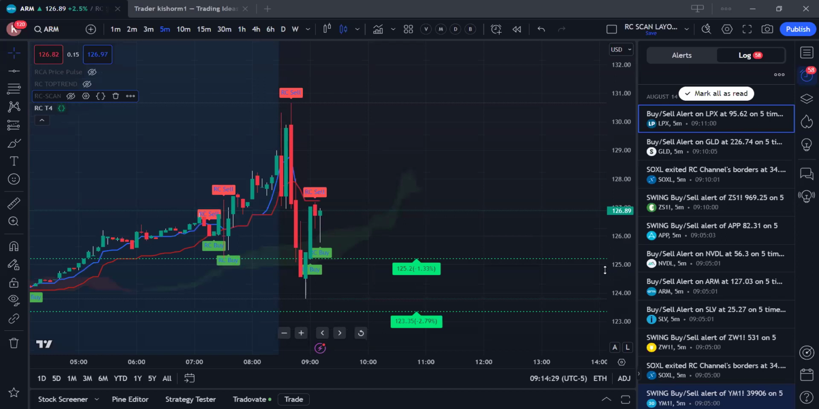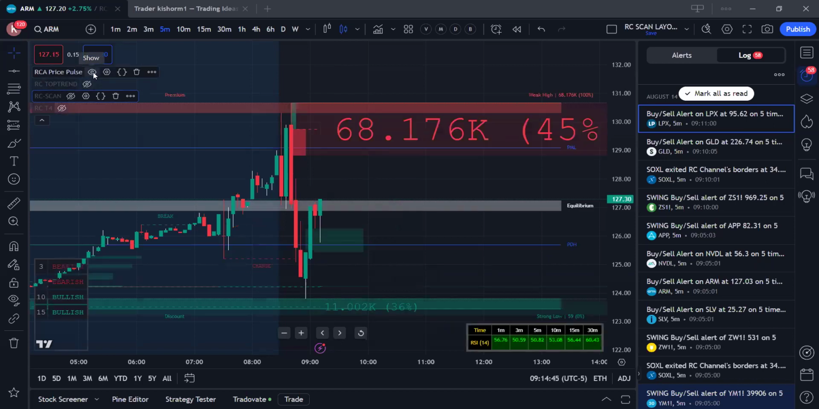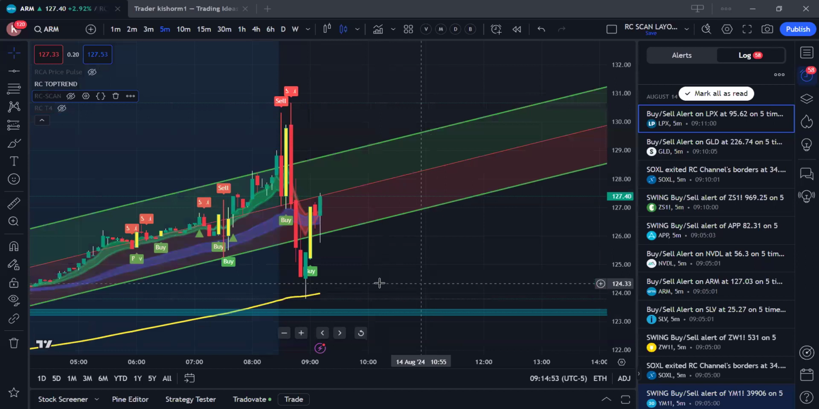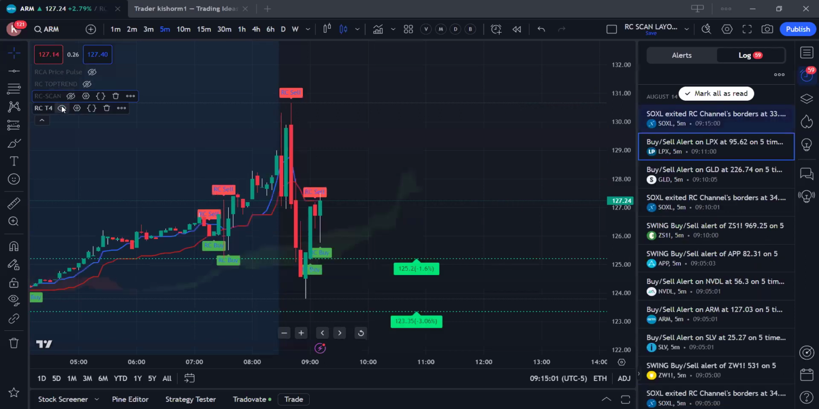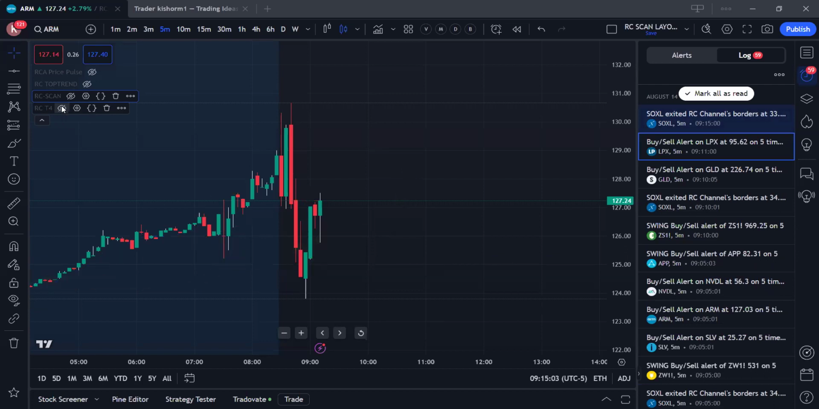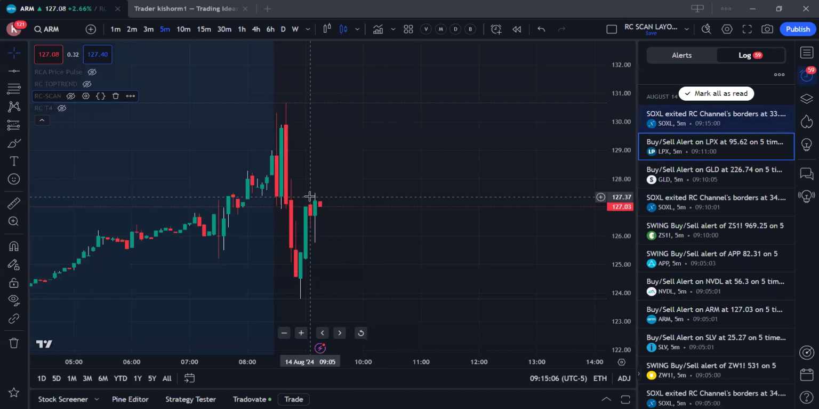This is one more confirmation. Right, as I said yesterday, whenever price is above the cloud and you get a buy signal, it is always a good opportunity. So basically, your Price Pulse gave you confirmation for the ARM. Your Top Trend gave you the confirmation. Your scanner gave the confirmation. Your T4 gave the confirmation. So then there is very little possibility for you to lose.